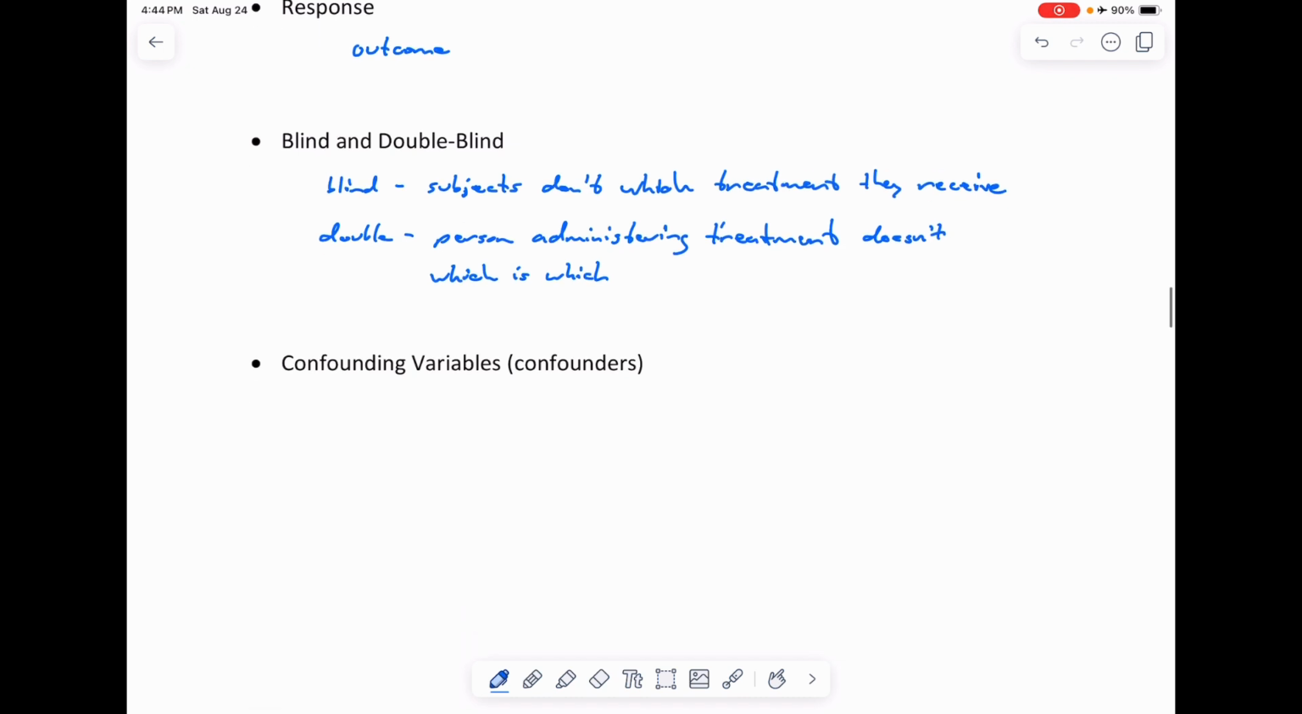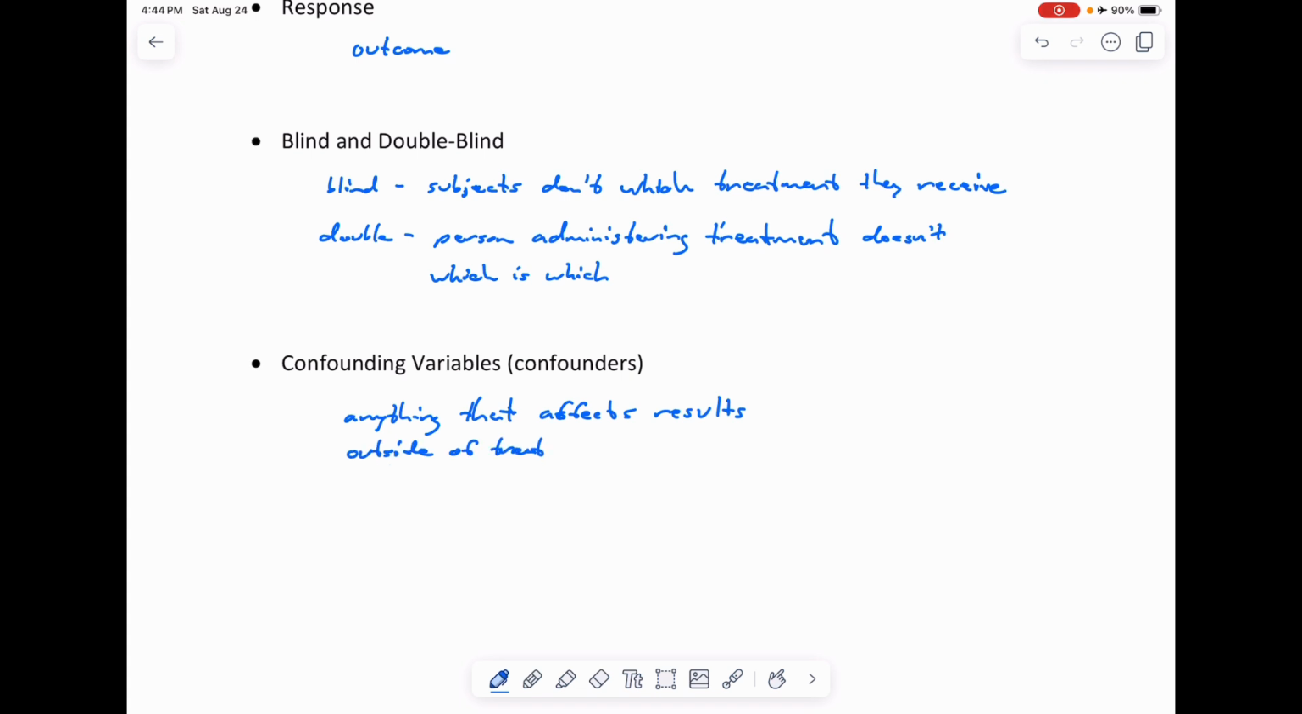Okay, the other thing to think about when we think about experimentation is confounding variables, or what your book calls confounders. And this is anything that affects the results, anything that affects results outside of the treatment.